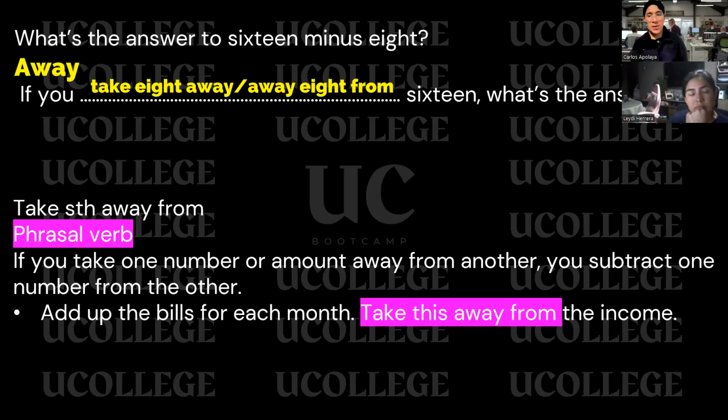Okay? If you go to the supermarket and then you say, well, add up the bills for each month, take this away from the income. Réstale a los ingresos. Take this away from the income. Did you understand this word? Take something away from. Yo no sé sumar ni restar en español, se me va a complicar el inglés. Yeah, en inglés vendría a ser como 16 menos 8, pero es quitar 8 de 16, of course.